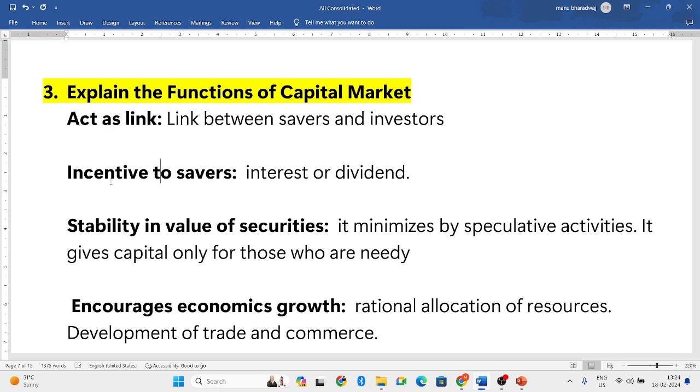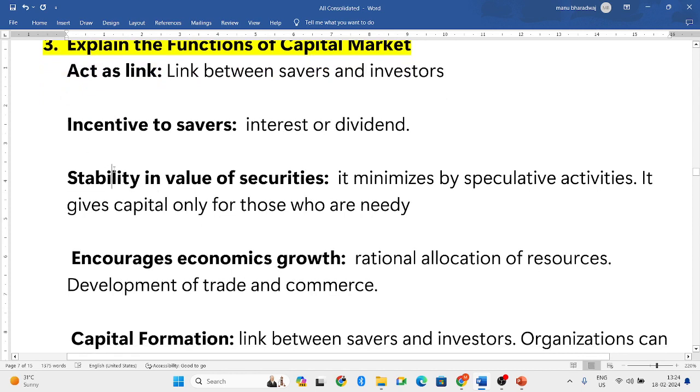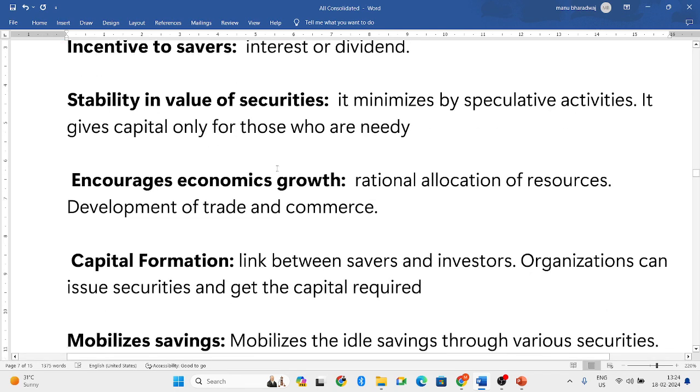Next is stability in the value of securities. This capital market will provide money only to those who need it. So unnecessary speculative activities can be avoided. Speculation is when you create sudden demand, artificial demand. Creating an artificial demand is speculation. So those speculations can be avoided, and the stability in the value of securities will be maintained in the capital market.